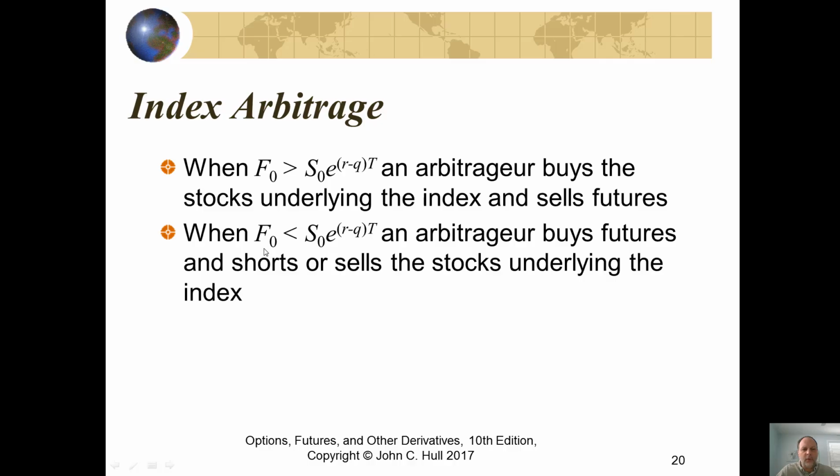If we have the opposite situation, if F0 is less than S0 e^((r-q)T), well, you always buy what is underpriced, so you would go long the futures and short the stocks. And when you sell the stocks short, you get cash, and you would invest that at the risk-free rate r. But of course, during the time period before the expiration of the futures, since you've shorted the stocks, you would have to pay out the dividend yield represented by q.